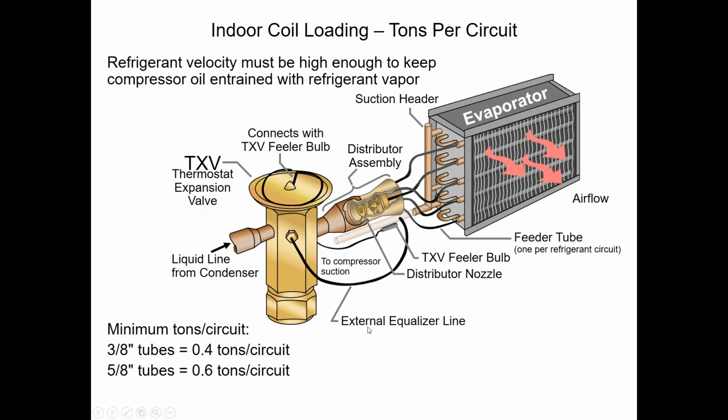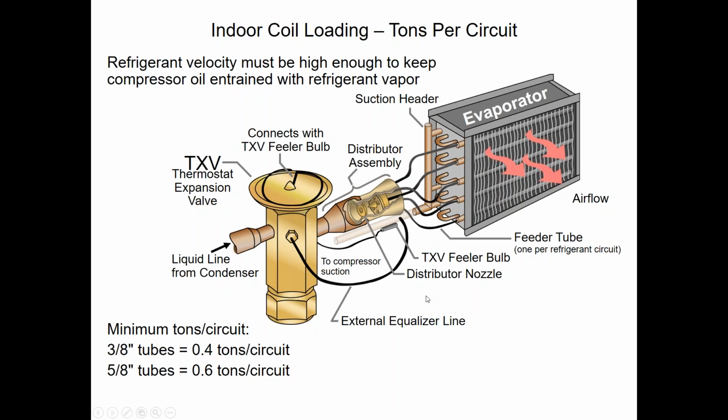That's something you won't see unless you're looking at your coil selection or coil builds. Tons per circuit, let's say in this case, what do we have? We got 1, 2, 3, 4, 5. We got 5 distributor tubes feeding this coil. So we got 5 circuits, okay?